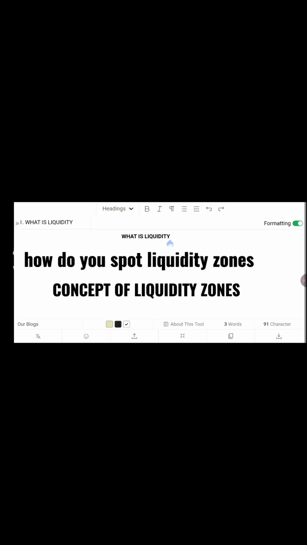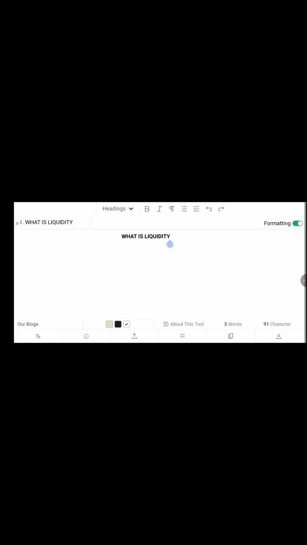So now the question becomes, how do you exactly spot liquidity? This is where the concept of liquidity zones comes in. Like I said, our job as traders is to follow the smart money, because they have the power to manipulate and move the market. The institutional traders, the smart money traders, have the power to manipulate and move the market. So for us, the retail traders, to trade with them, we have to understand liquidity.